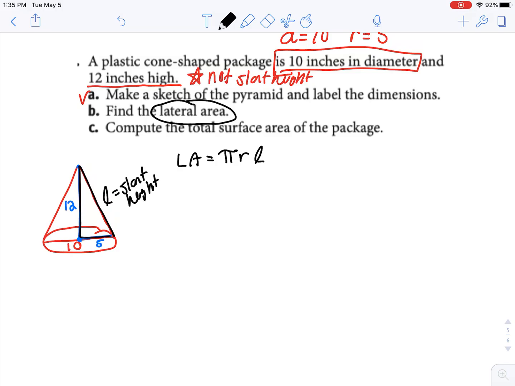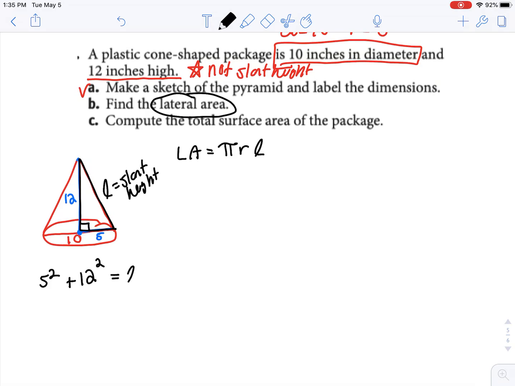If we look at the triangle that we formed in here, we have a right triangle, which means we can use our Pythagorean theorem. The legs of our triangle are 12 and 5, so 5 squared plus 12 squared will give us the slant height squared. That's 25 plus 144, that's 169 equals slant height squared. And when I take the square root, my slant height is 13.